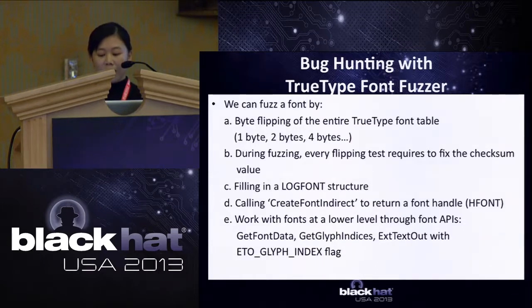Calling the CreateFontIndirect function should return a font handle. However, the function is unable to work with lower level font APIs. Therefore, API functions such as GetFontData, GetGlyphIndices, or ExtTextOut with the ETO_GLYPH_INDEX flag are able to fix this problem.